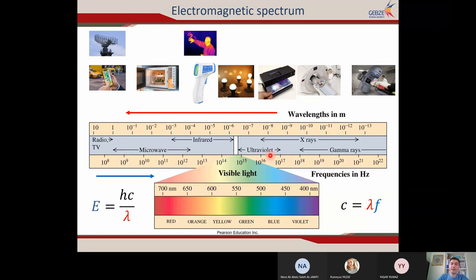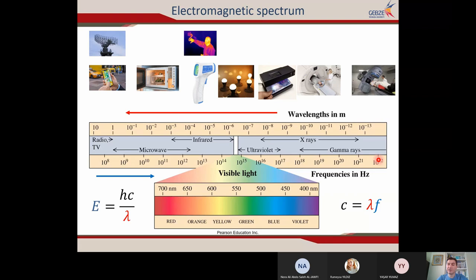And then here we have the UV region. This is used in money check instruments, and there are also many other instruments. For example, UV lithography is a very famous one in the production of integrated circuits, PCB printing, all these things done by UV light. And X-rays are located here. We are dealing with X-rays, so they have very broad wavelengths and energy, you see. And here we have gamma rays. This is the electromagnetic spectrum.